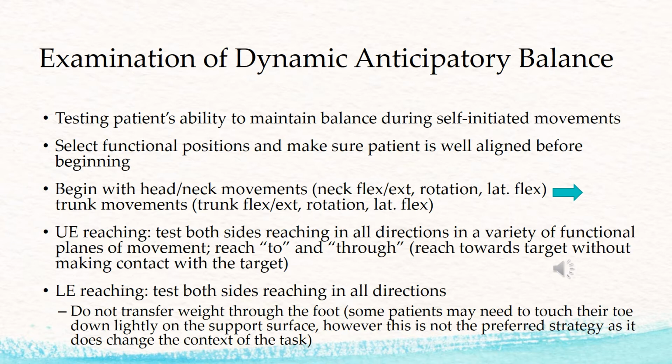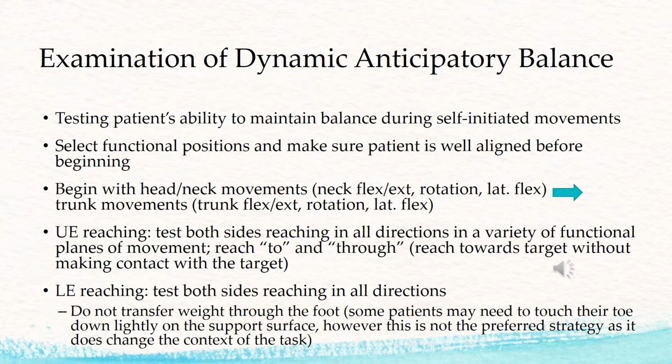You'll select any functional developmental position that has relevance for the patient, where the patient is struggling or has suspected impairment. Again, you'll make sure that your patient is well aligned before beginning the actual test. For dynamic anticipatory balance, you're going to start with the patient moving their own head and neck. So once they're in their position, you'll have them flex their head forward, extend, rotate to either side, and laterally flex to either side. From there, you'll move into trunk movements.